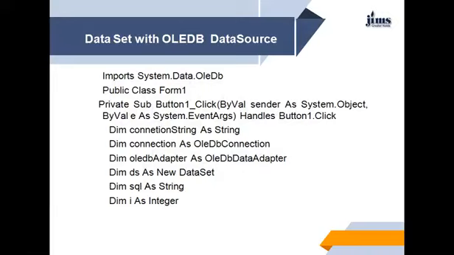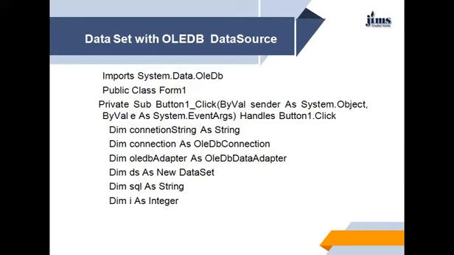Now Dim, we will use this variable. Connection string is a variable: Dim connectionString As String. So connectionString is a variable of type string. Now connection, we will make another variable. It is a variable of type OleDbConnection. Now we will take an OLEDB adapter. This variable OLEDB adapter is an OleDbDataAdapter.